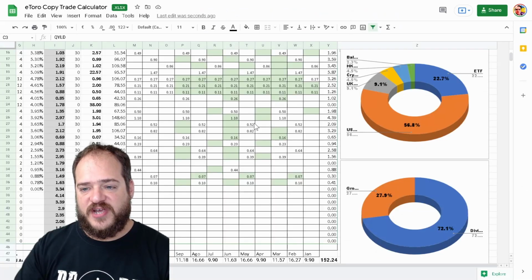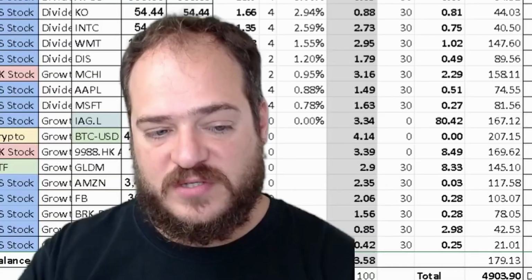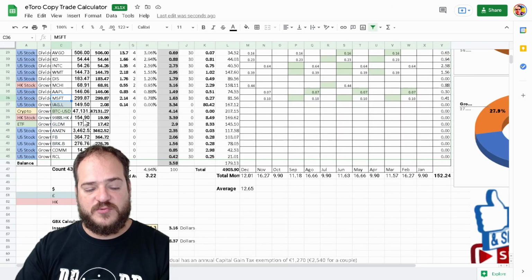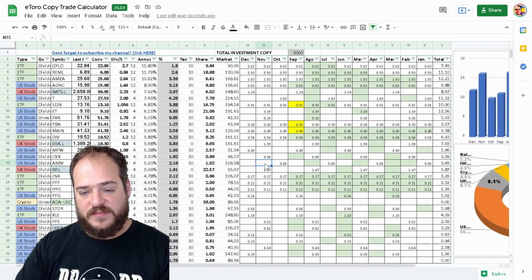In terms of market diversification and the overall of my portfolio, so we have 22.7% on ETFs, 56.8% on US stocks, UK stocks we had 9.1%. In terms of crypto, we had 4.5%. In terms of Chinese stocks, we had 4.5%, and also in balance we had the increase from around 1% to 2.3%, which I put all this money in balance in order to reinvest in other stocks. So we're no longer going to have here ARK as we had in the past, because those stocks I've sold, so I removed from this list.